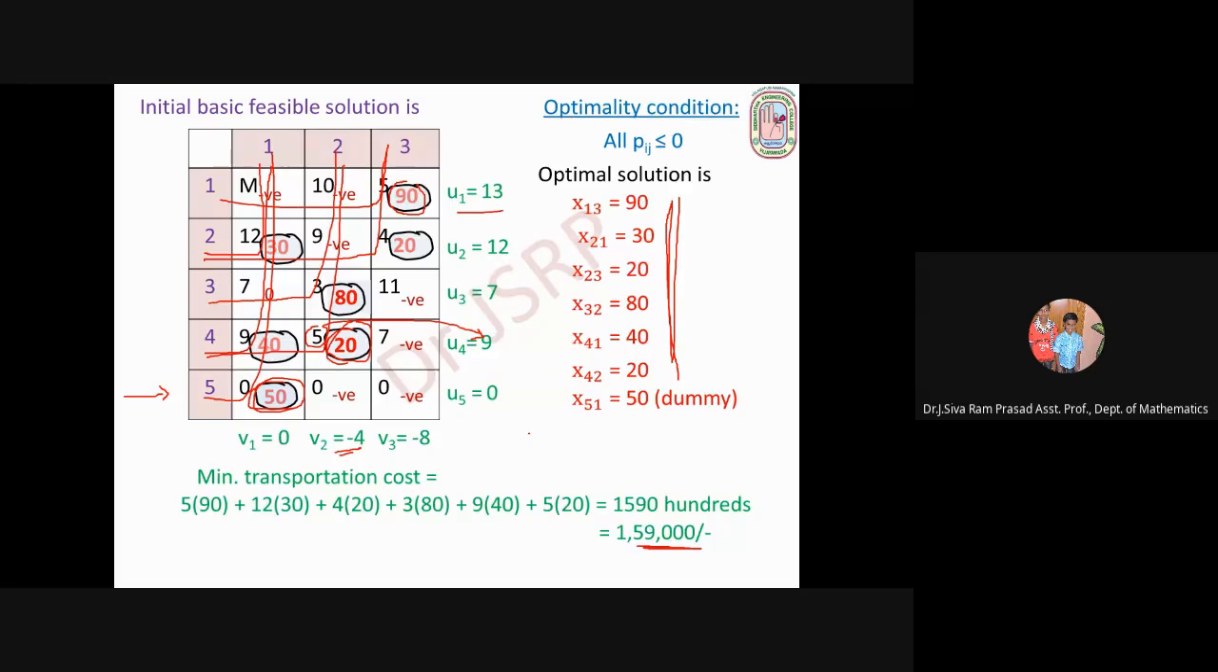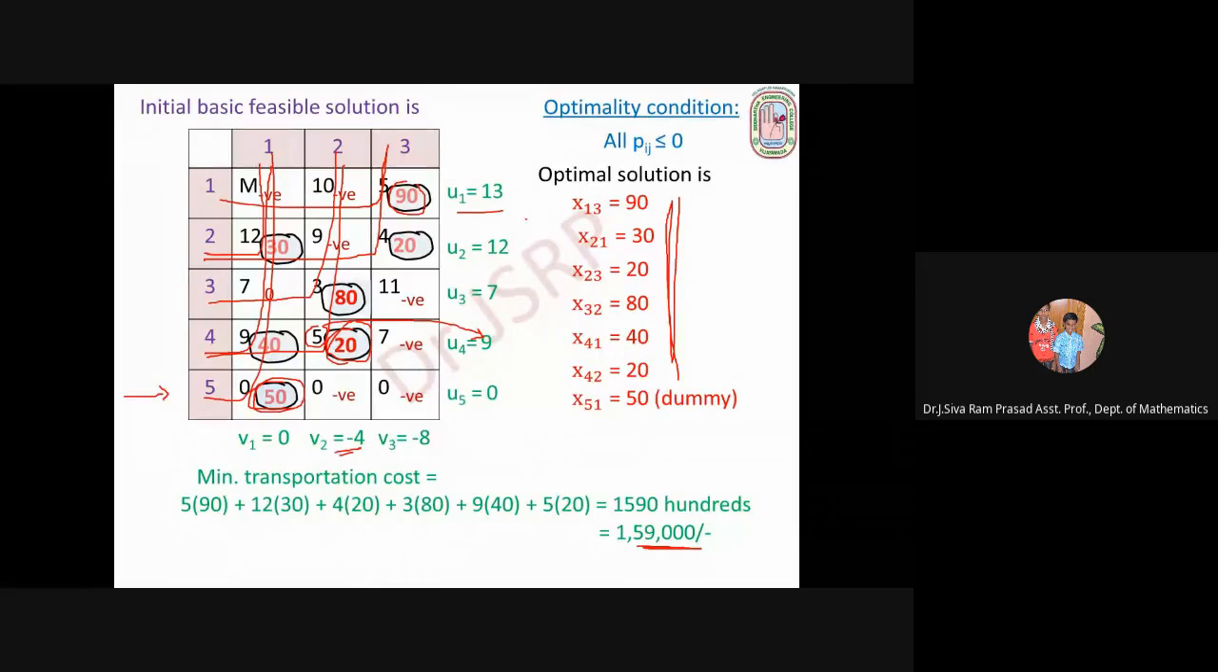Right. Now we have to check whether the problem has multiple optimal solutions or not. For that, similarly, in the simplex method, what is the condition for multiple optimal solutions? In the final simplex table, if for a non-basic variable delta j is 0, then the problem has multiple optimal solutions. That is the condition in LPP.